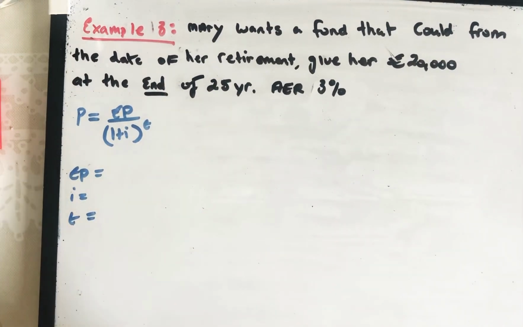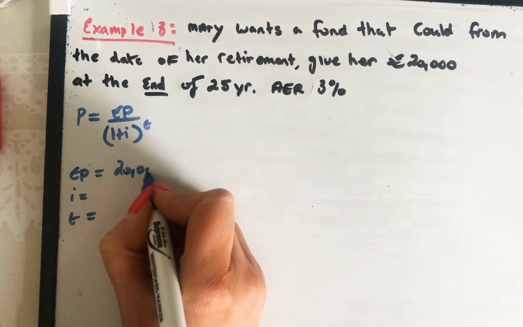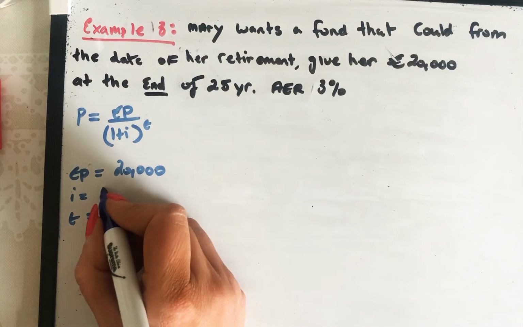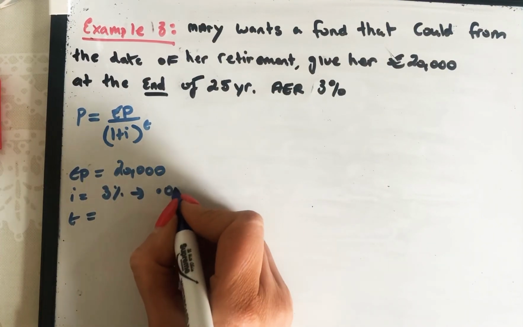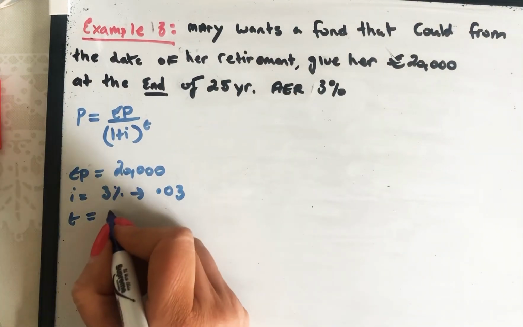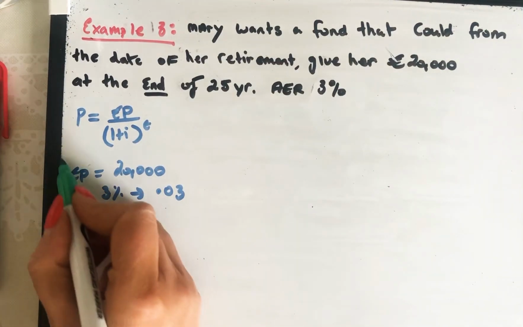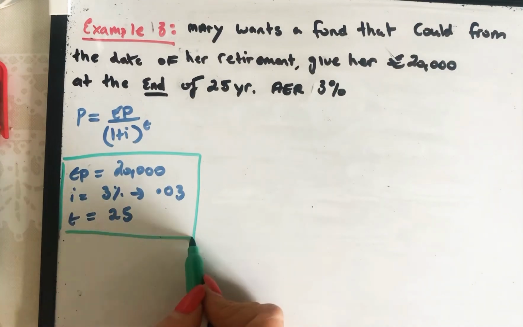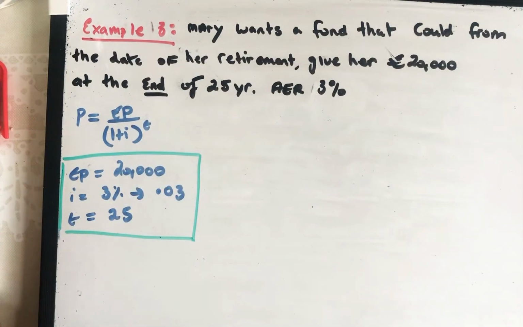Well, the P euro is €20,000 because that's how much money she wants to have every year from her pension. The I is the interest and we can see it's 3%, but of course divide by 100 to give you 0.03 in decimal, and T is 25 years. So here we have our three numbers. Now let's input those values up here into our formula and make out a geometric series.